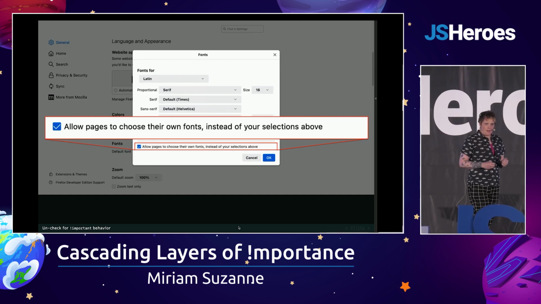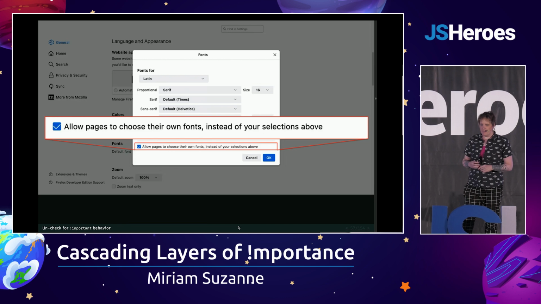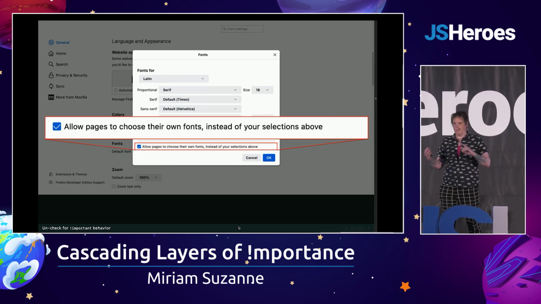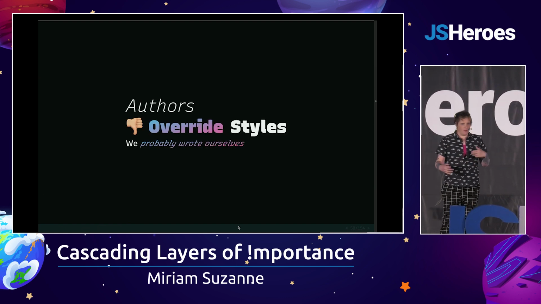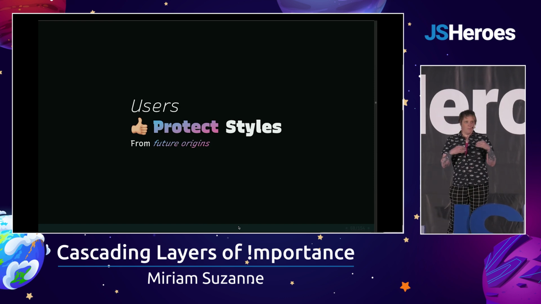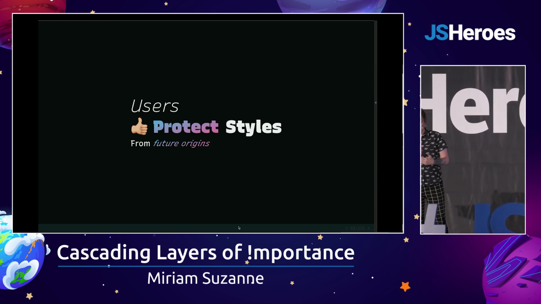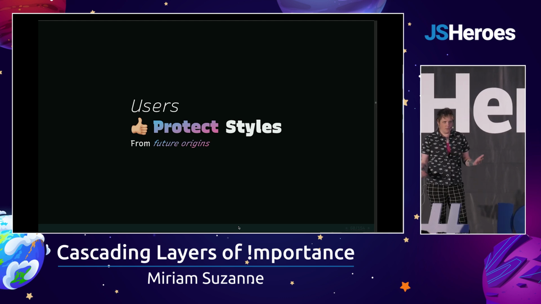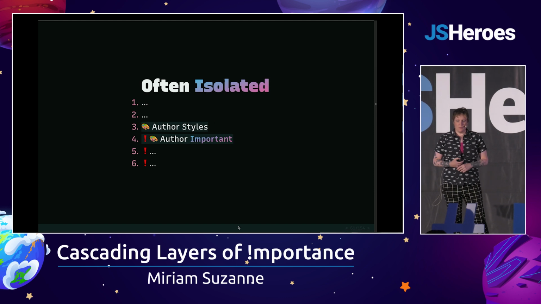Users can also set importance, and some of the graphic interfaces for setting preferences have a checkbox where users can basically turn off and on importance for their entire style sheet. This is the purpose of importance, not for us to override each other, getting in petty fights with our colleagues, but to protect styles from future things in the cascade that would otherwise override us. And specifically for users to be able to do that.